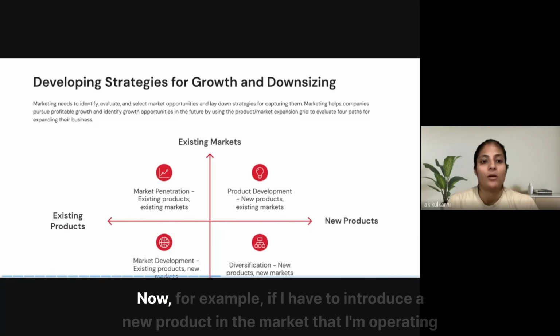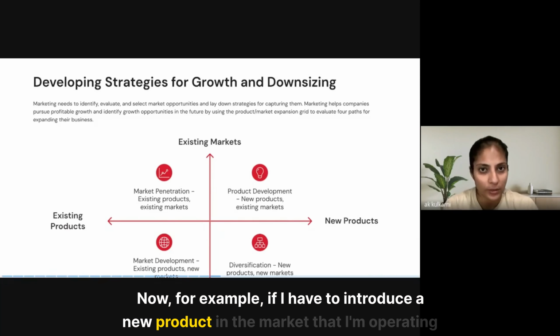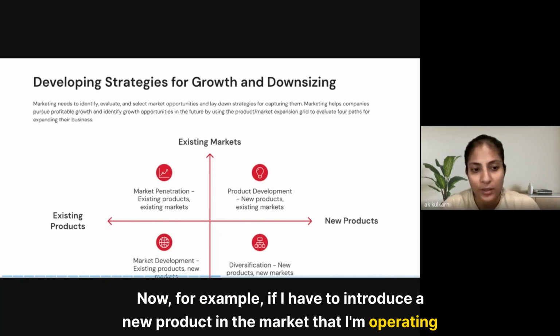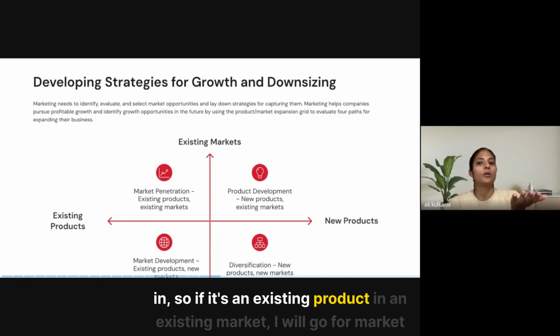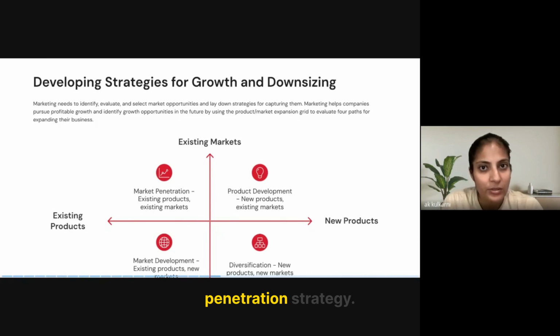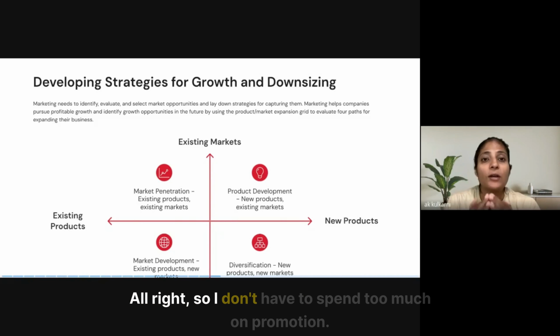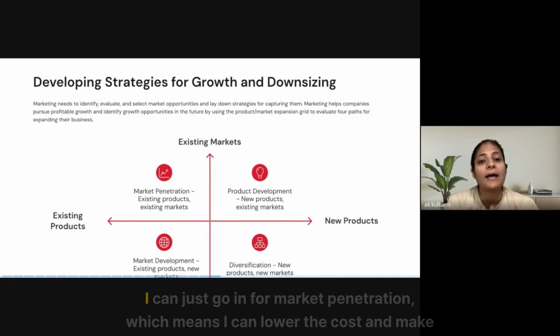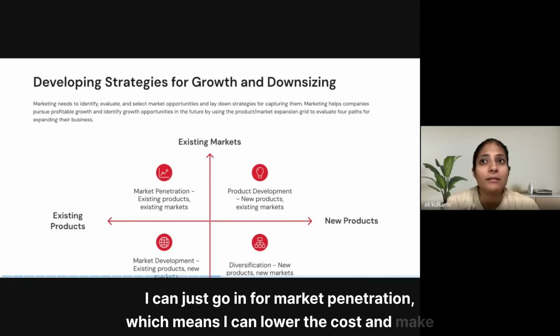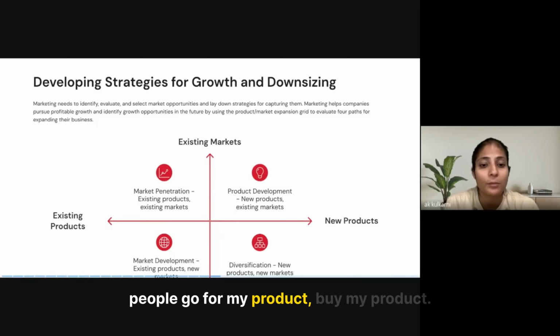All right. Now, for example, if I have to introduce a new product in the market that I'm operating in, so if it's an existing product in an existing market, I will go for a market penetration strategy. All right. So I don't have to spend too much on promotion. I can just go in for market penetration, which means I can lower the cost and make people go for my product, buy my product.